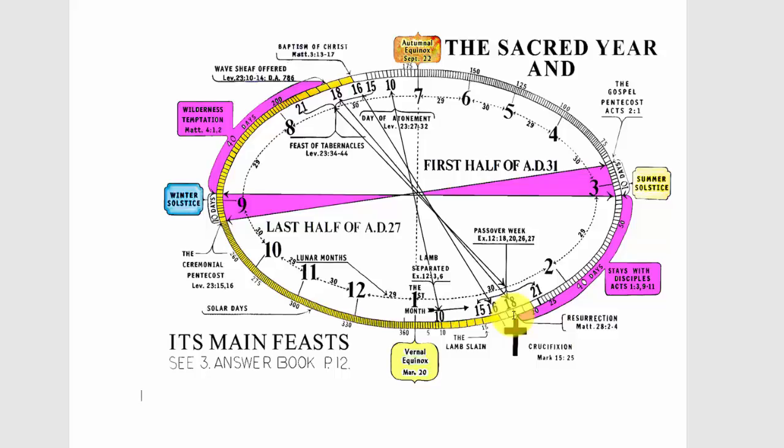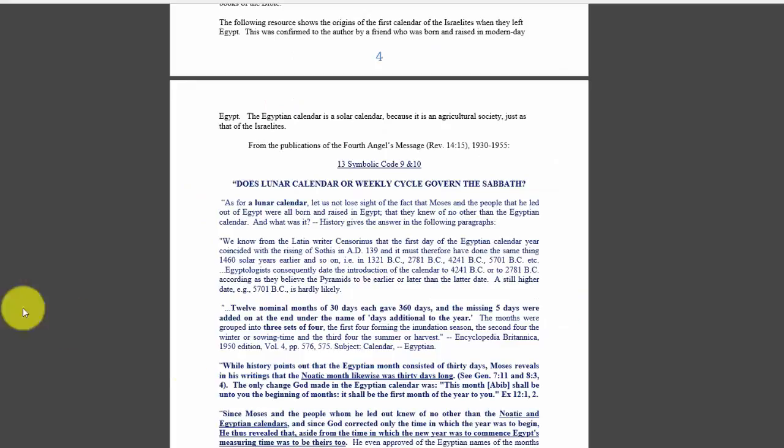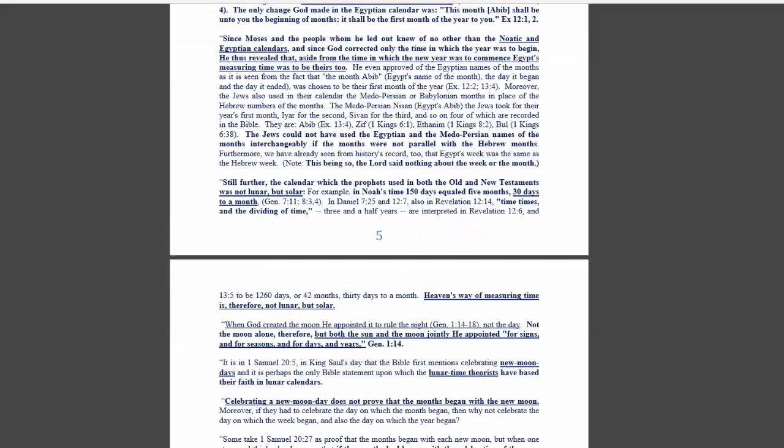And I quote him in my study, the Genesis Clock, with that statement, that the Creator's time here in the 13 Code 9 and 10, I quote all of it. He says here at the bottom of page 5 on my study, he says in Daniel 7:25 and 12:7, also in Revelation 12:14, times and a dividing of time, 3.5 years, are interpreted in Revelation 12:6, 13:5 to be 1260 days or 42 months, 30 days to a month.